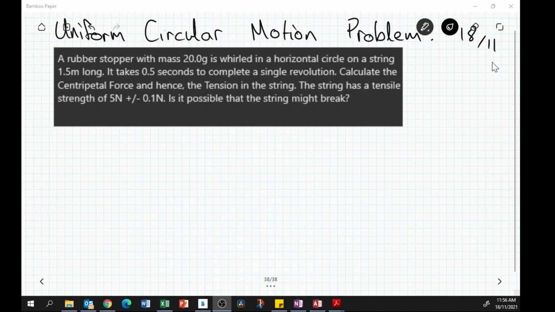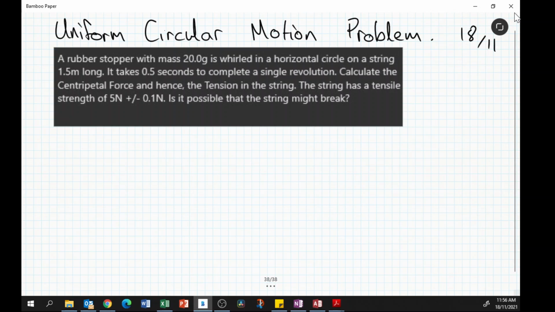So you've been staring at this problem for a little bit now, where we have a rubber stopper, just like the experiment we did the other day, being spun around. The string is 1.5 meters in radius, or 1.5 meters long. The assumption is that that's the radius. It takes half a second to complete a single revolution. Calculate the centripetal force, and hence the tension in the string. That part there is super critical that we understand.